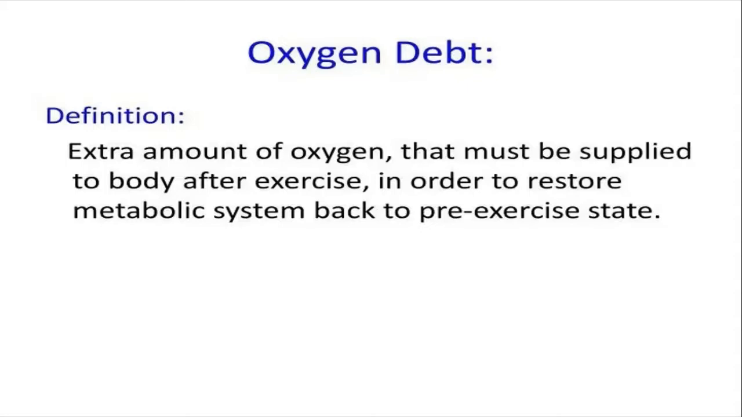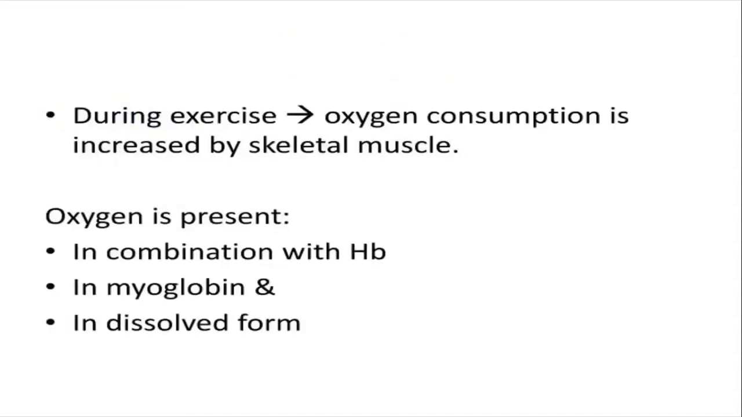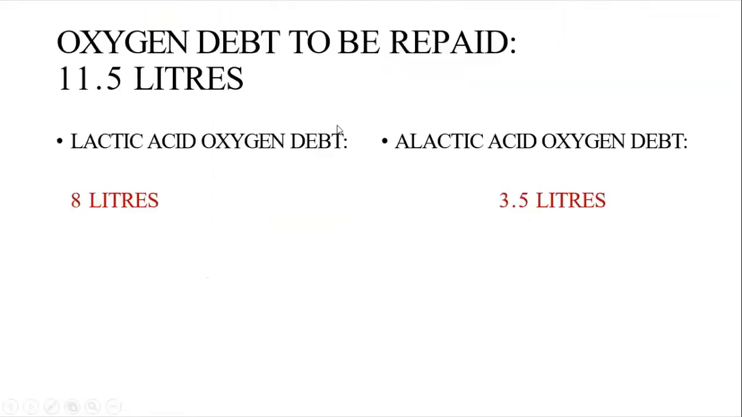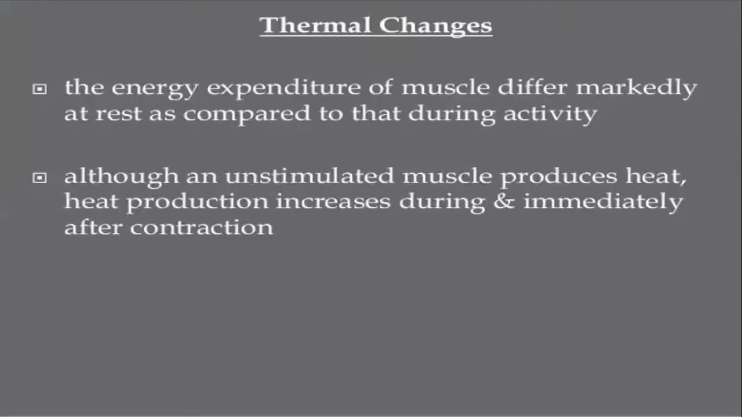So the debt you have incurred is 11.5 liters, among which 3.5 liters is your alactic acid oxygen debt, and the rest, that is 8 liters, is your lactic acid oxygen debt. So we have learned how 2 liters of oxygen is present in your body. You are using them. There are different parts. Here you can see them, and here you can see the alactic and the lactic acid oxygen debt, 3.5 liters and 8 liters, which need to be repaid.